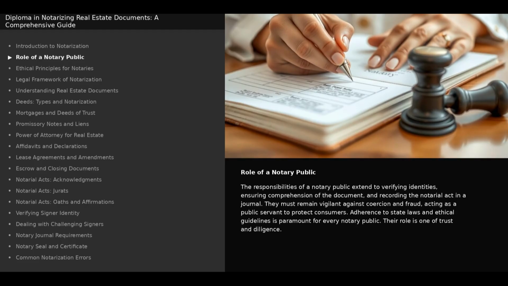The responsibilities of a notary public extend to verifying identities, ensuring comprehension of the document, and recording the notarial act in a journal. They must remain vigilant against coercion and fraud, acting as a public servant to protect consumers. Adherence to state laws and ethical guidelines is paramount for every notary public. Their role is one of trust and diligence.